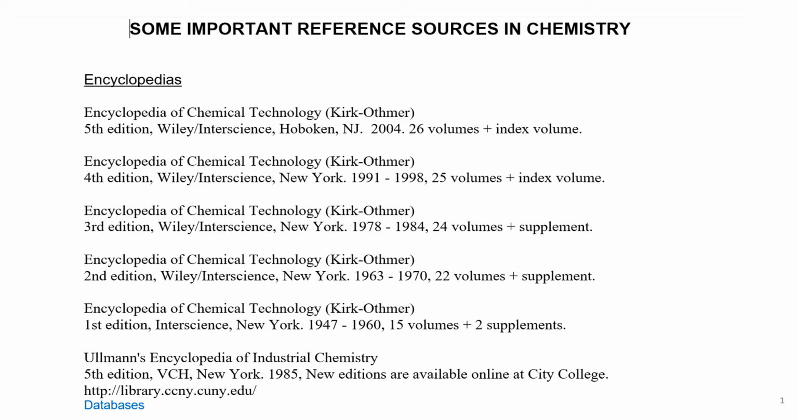Even though it says Encyclopedia of Chemical Technology, there is a lot of good basic chemistry in here. It's not just for chemical engineers. This encyclopedia has been published by John Wiley, a very good scientific publisher that is very strong in chemistry. It used to be known just as InterScience.